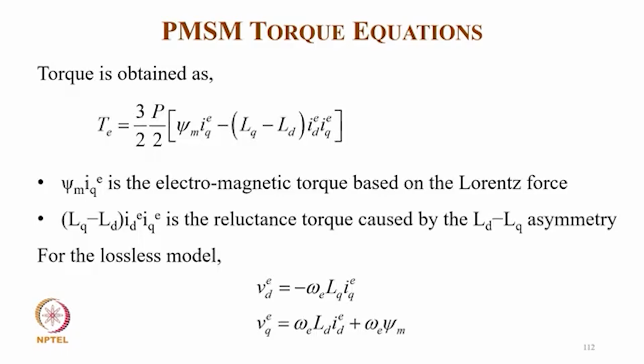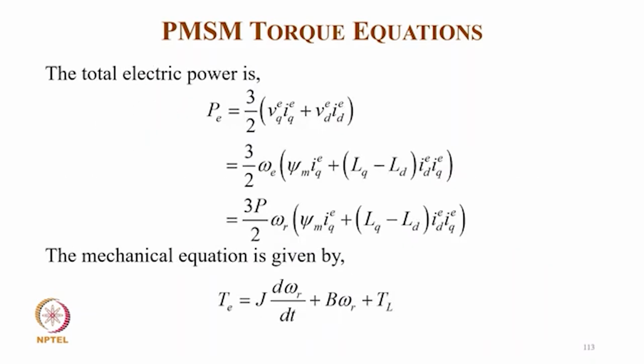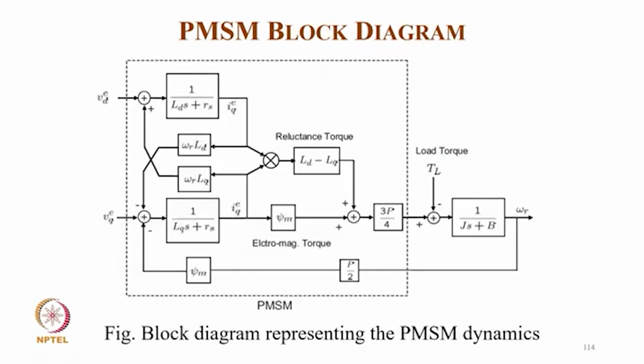And for the lossless model, vd equals minus omega e Lq iq and vq equals omega e Ld id plus omega e phi m. So the total electric power is P equals 3/2 in brackets vq iq plus vd id, equal to 3/2 omega e in brackets phi m iq plus Ld minus Lq into id iq, equal to 3/2 omega r in brackets phi m iq plus Lq minus Ld into id iq. The mechanical equation is given by T equals J d omega r/dt plus B omega r plus TL.